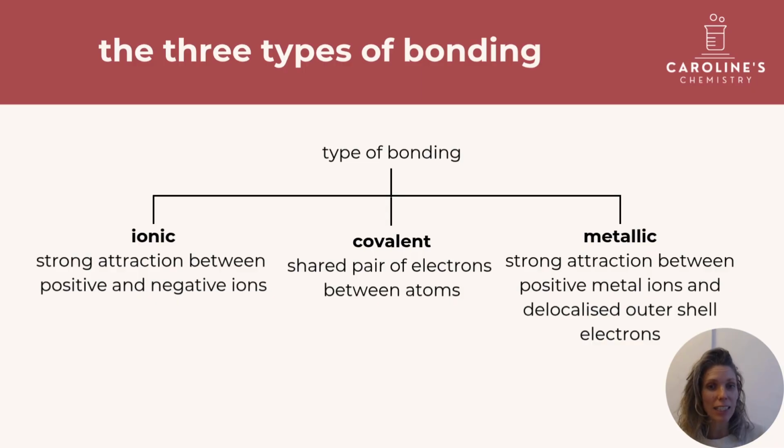Covalent is a shared pair of electrons between atoms. And metallic is the strong attraction between the positive metal ions, that are often in layers, and the delocalized outer shell electrons. Not all of the electrons in metal atoms are actually delocalized, it's just the outer shell ones.